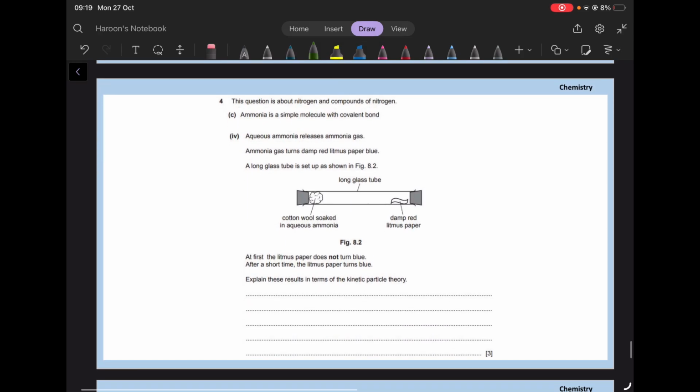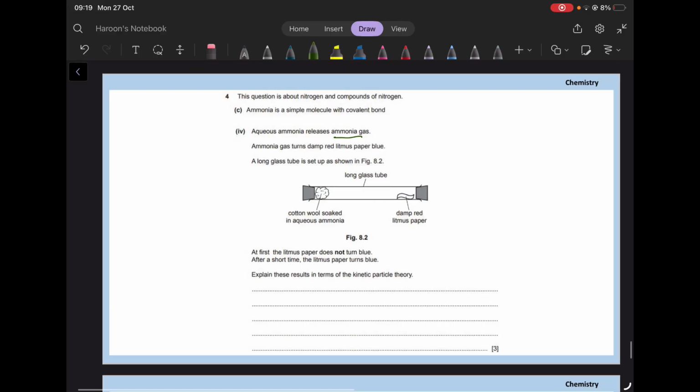Now we are moving to theory questions. Now we have aqueous ammonia, which releases ammonia gas. Ammonia gas turns damp litmus paper blue, and you can see we have litmus paper on this side, ammonia over here. At first, the litmus paper does not turn blue. After a short time, when we give diffusion enough time to take place, this is basically wool soaked in aqueous ammonia. Aqueous means liquid ammonia.